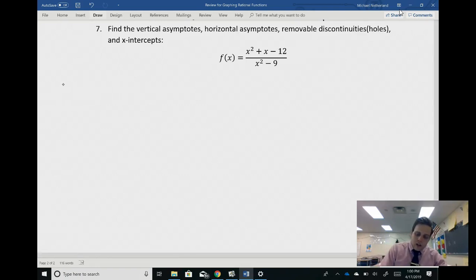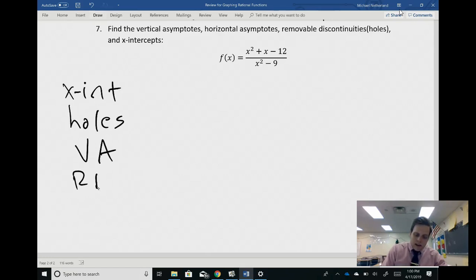So we want to find our x-intercepts, our holes, our vertical asymptotes, and our removable discontinuities. Nope, I wrote that twice, didn't I? Sorry. Holes and removable discontinuities are the same thing. I want to find my horizontal asymptote. That's what I forgot to put.